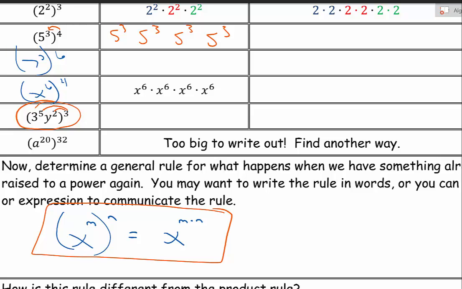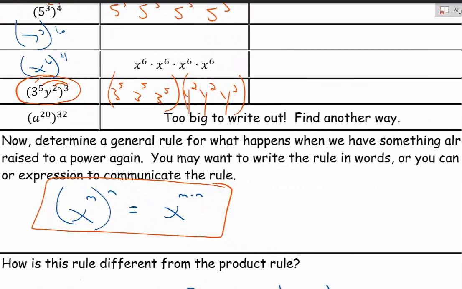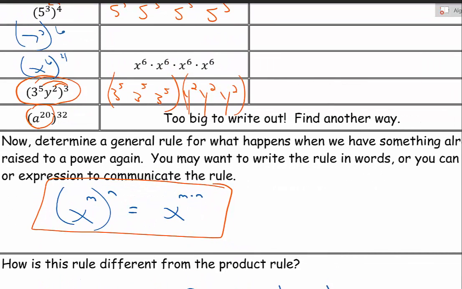So that you would have 3 to the 5th, 3 to the 5th, 3 to the 5th, y to the 2nd, y to the 2nd, y to the 2nd, and then you can go back and use your product rule, which means you're going to add those together. So it works both ways. So you have a way out if you forget, or a way to check it. But I don't think you want to write a to the 20th 32 times. So just multiplying here is going to make your life a little bit easier.